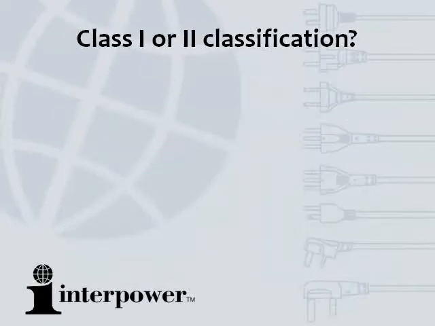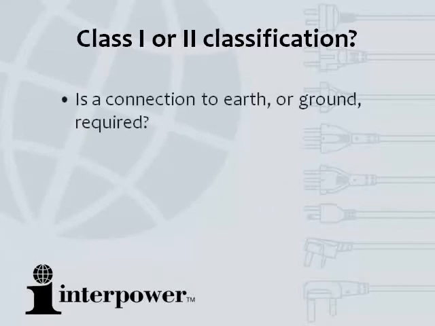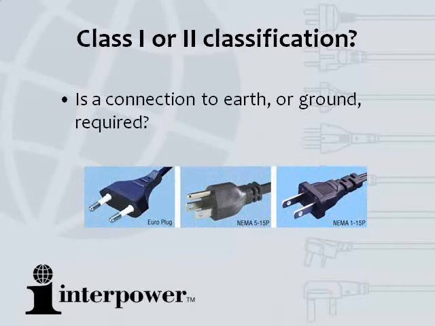We spoke earlier about Class 1 and Class 2 classification. So what is the difference? Class 1 power cords and cord sets have a connection to earth or ground for reasons of safety. The left-hand image shows the Euro plug, a Class 2 plug that connects to all sockets that accept the Class 1 European Schuko plug, as well as other European 3-pin sockets, such as Italy, Switzerland, Denmark, and Israel.